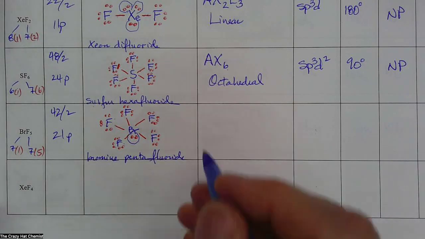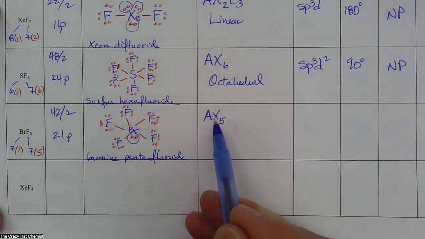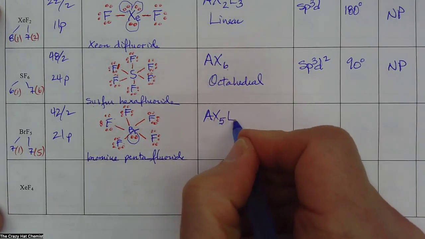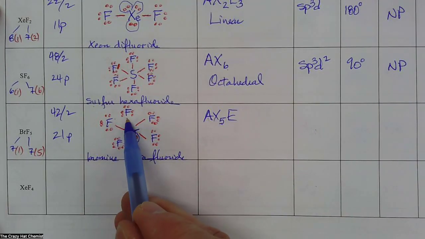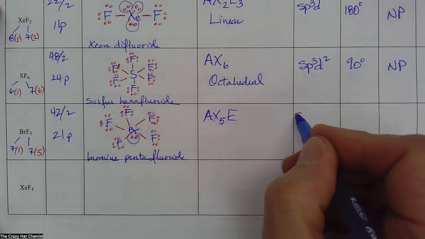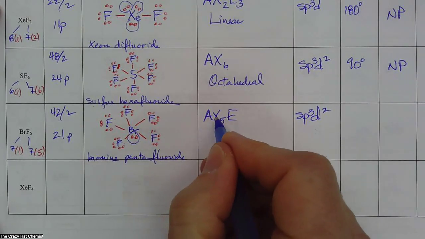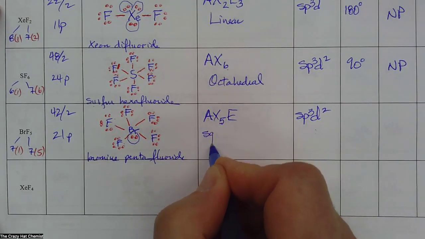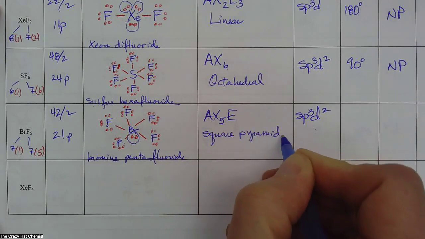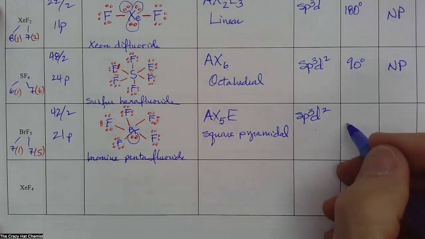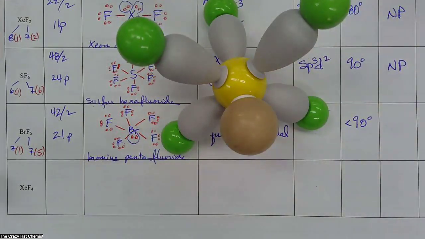So that is AX5E: A for the bromine, X for each of the fluorines, and E for the lone pair on the central atom. That is s, p1, p2, p3, d1, d2, so sp3d2 hybridized, and the shape AX5E corresponds to square pyramidal. This has bond angles that are less than 90 degrees because of that lone pair on the central atom.